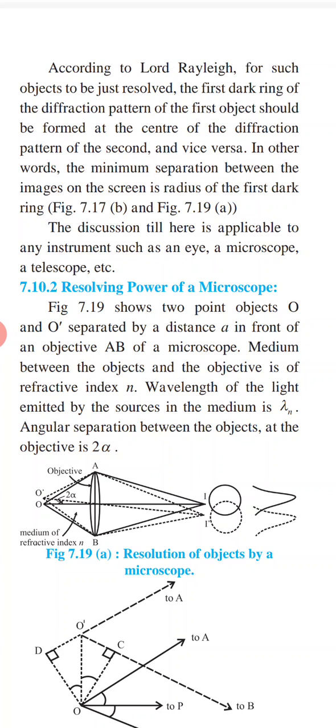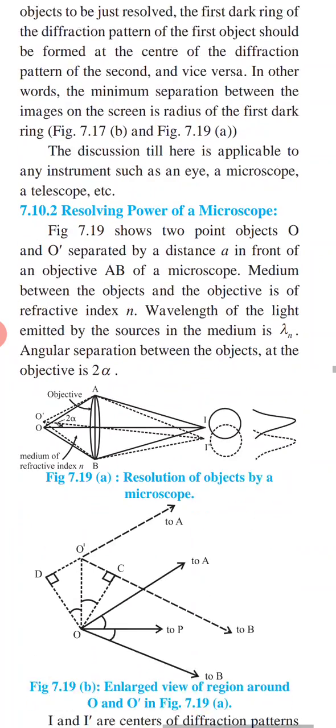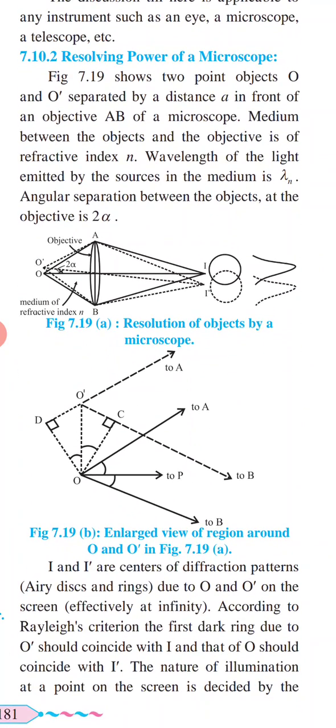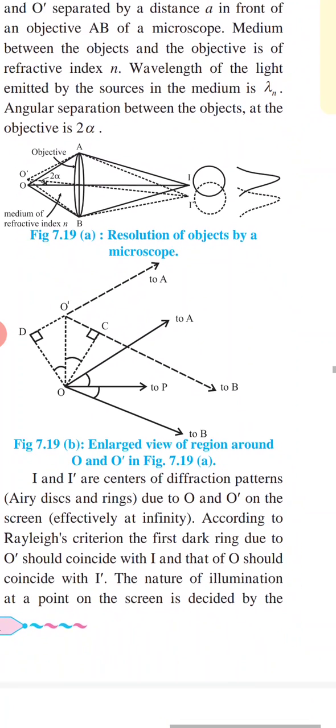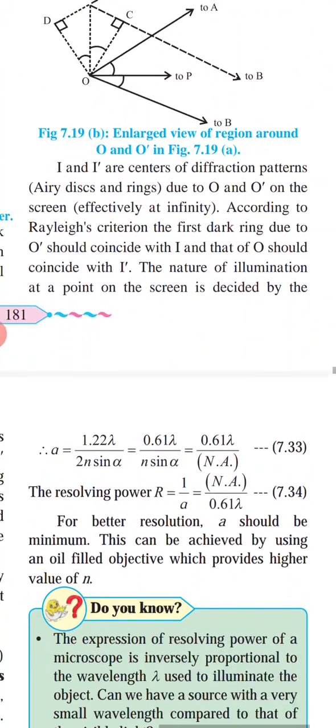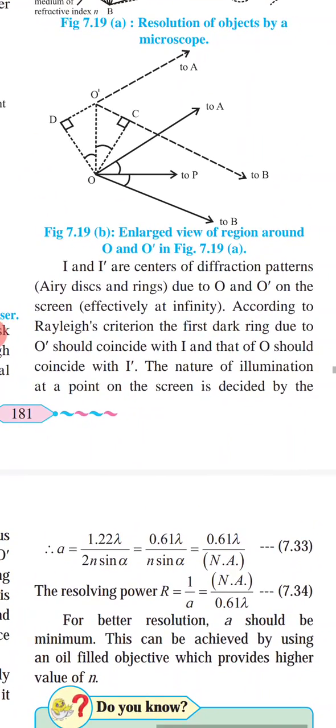Microscope and telescope are two instruments. First of all, we will see the microscope. Figure 7.19 shows two point objects O and O dash separated by a distance a in front of an objective AB of a microscope. The medium between the objects and the objective has refractive index n. The wavelength of light emitted by the source in the medium is lambda n. The angular separation between the objects at the objective is 2 alpha, where I and I dash are the centers of the diffraction patterns, Airy disks and rings.